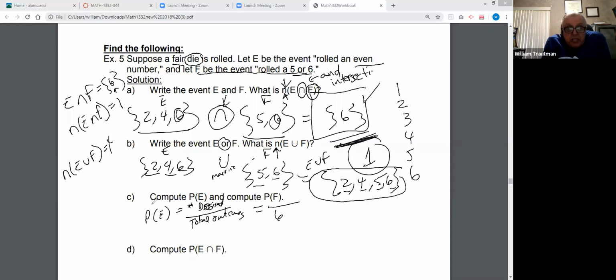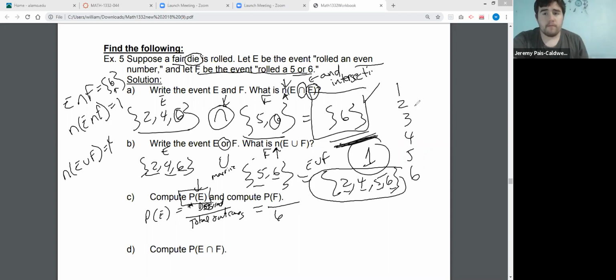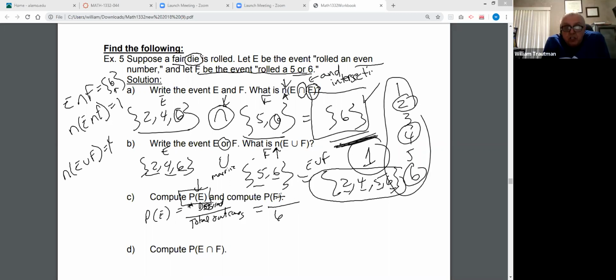The probability that it is an even number, how many are even on a dice? 3. Yeah, there's 3 of them. 2, 4, and 6 are even. So the probability of getting an even number is 3 out of 6, which reduces to 1/2. 50%. Then there's 50% of getting an odd number. Compute this probability, E intersect F.